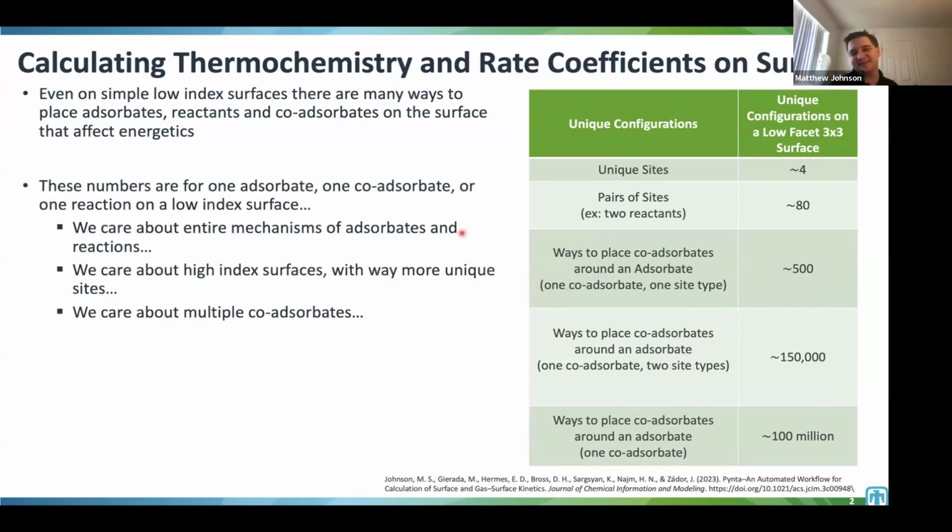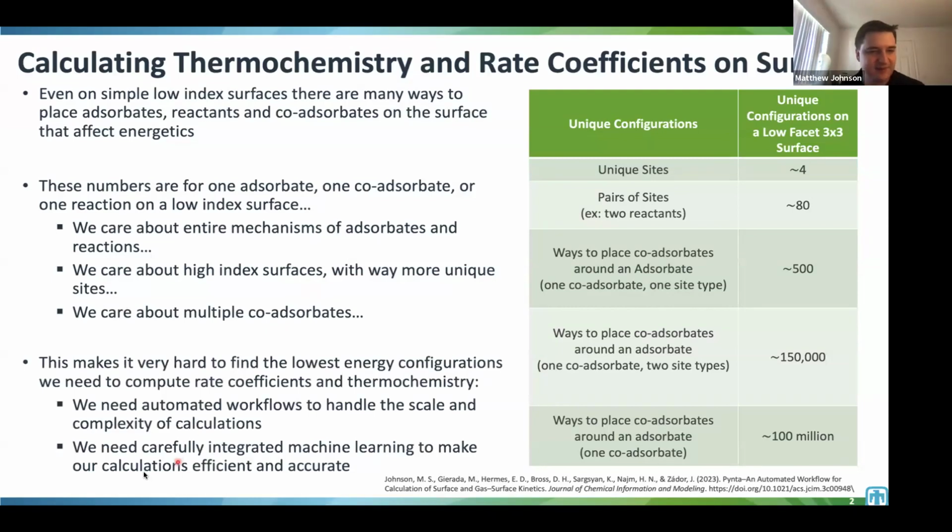But it's even worse than that. These numbers are for one adsorbate, one co-adsorbate, or one reaction on a low index surface. We care about a whole lot of entire mechanisms of adsorbates and reactions. We care about high index surfaces that have a lot more unique sites. We also care about lots of different co-adsorbates. And this creates the trick of finding the lowest energy configurations that we need to accurately compute our rate coefficients and thermochemistry on surfaces. This really emphasizes the importance of using automated workflows to handle the scale and complexity of these calculations on surfaces, and also having some carefully integrated machine learning to make our calculations more efficient and accurate.